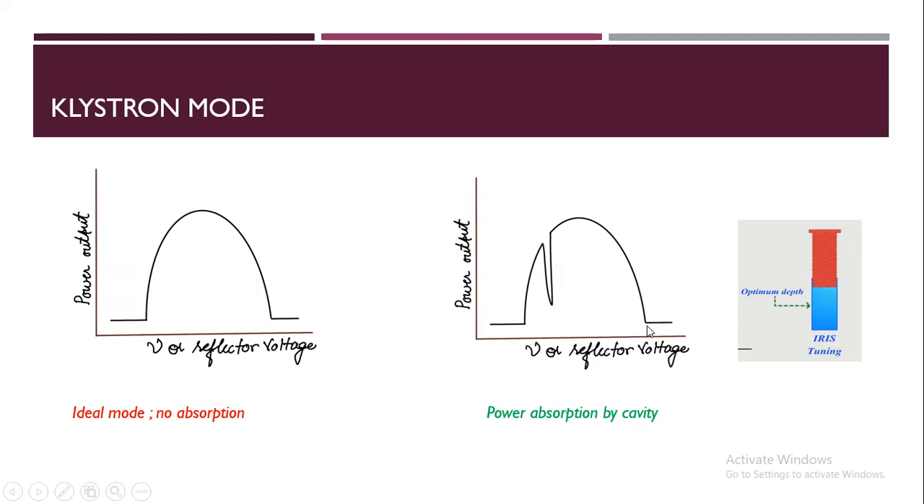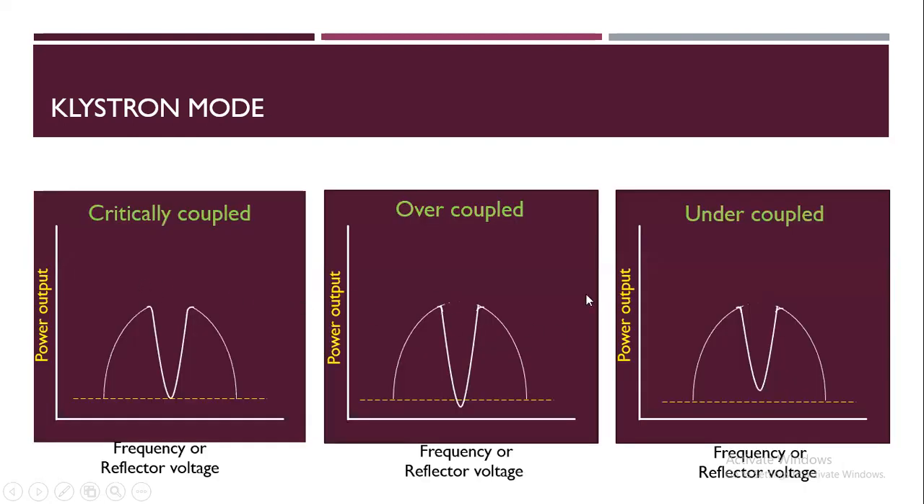This line is telling about the zero reflection. It means if this dip touches this line, there is no reflection. The cavity is absorbing everything. So there are three modes we can say. There is critically coupled. In the critically coupled condition, the reflection power from the cavity is zero. In this case, it is overcoupled, and in this case it is undercoupled. In the undercoupled condition, there is some reflection power from the cavity which is going to the detector also, along with the other signal.